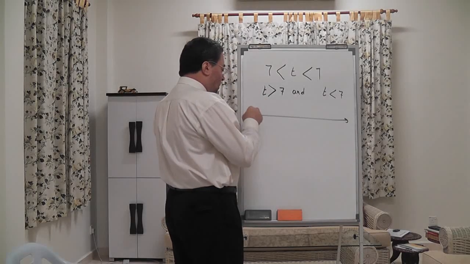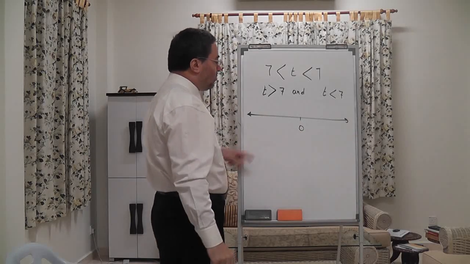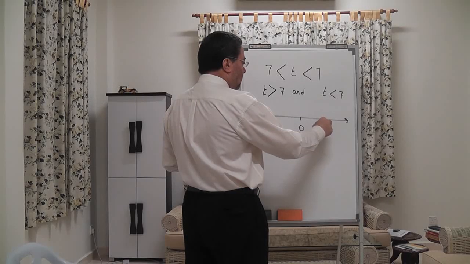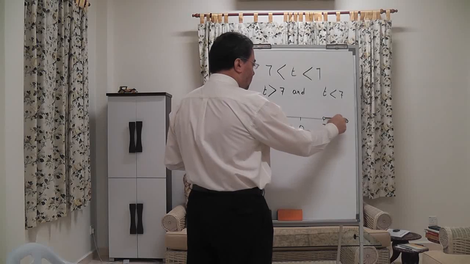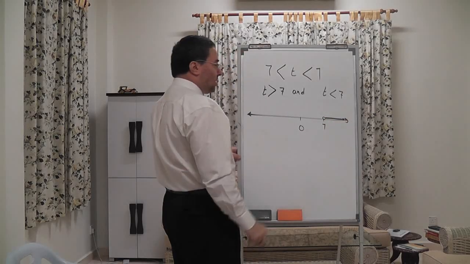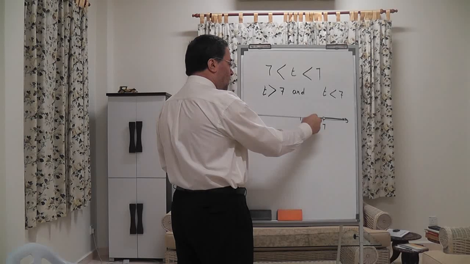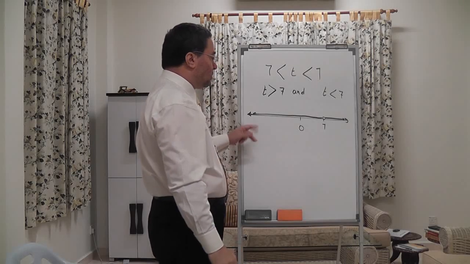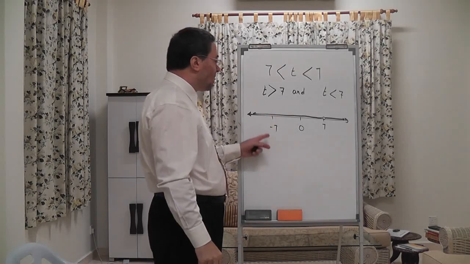We will plot these two inequalities. So the first one is, if 7 is here, open circle, more than 7. The second one is less than 7. This is an open circle. And this will be the region. Here we have the negative numbers, so let's put minus 7.